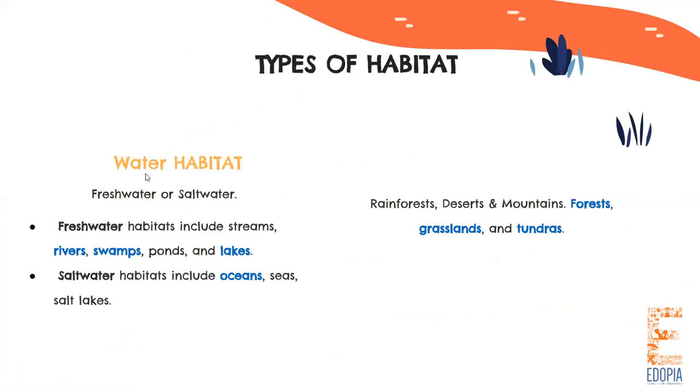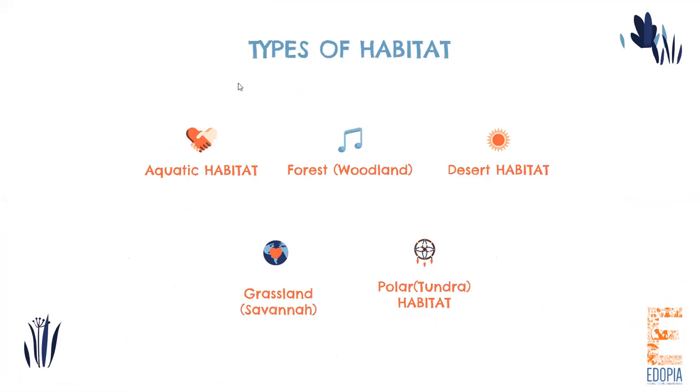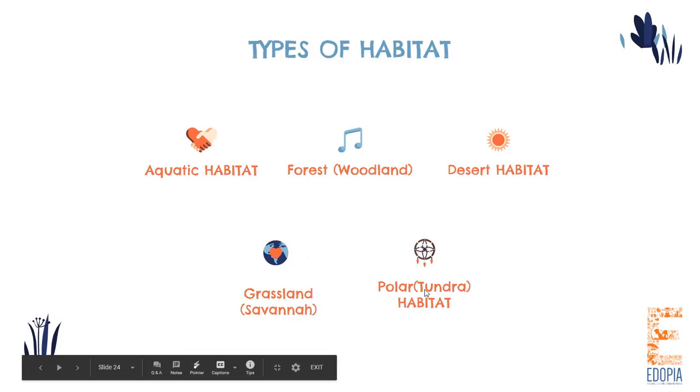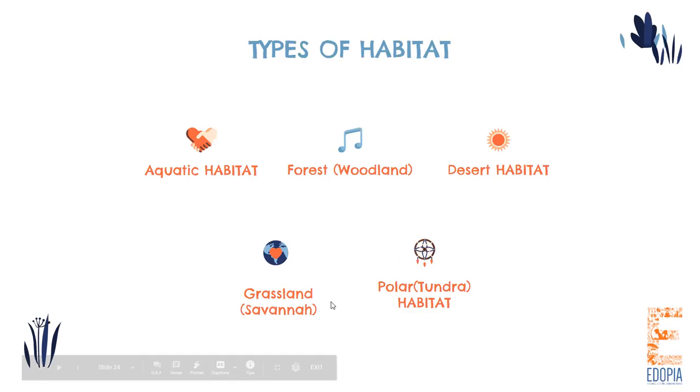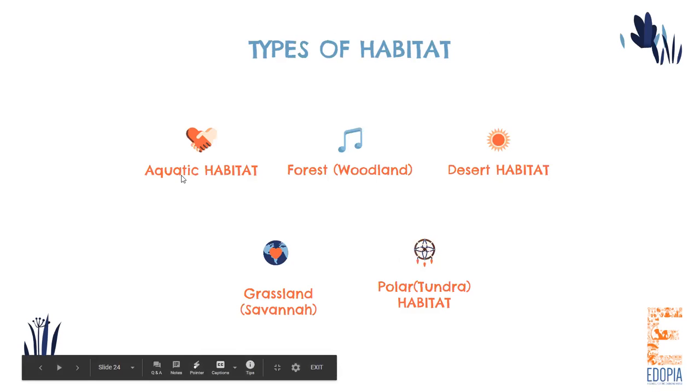So what are the two basic types of habitat? We have water habitat and land habitat. Let's divide them into five further groups. We have aquatic habitat, forest or woodland, deserts, savanna or grasslands, and polar or tundra habitat. Today we are going to talk about savanna and grasslands and aquatic habitats.